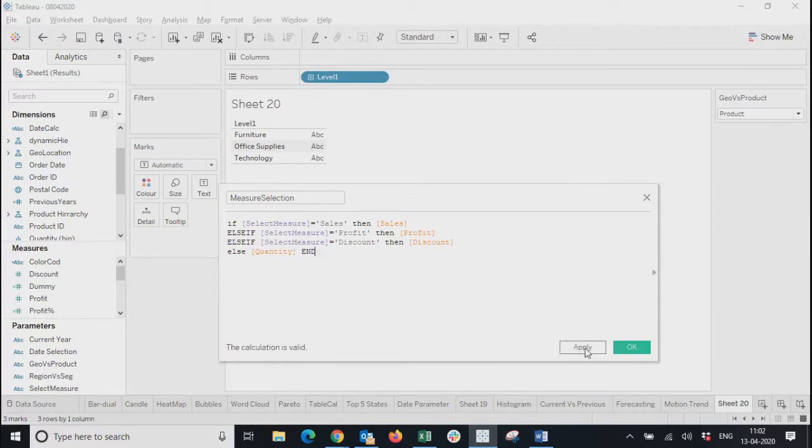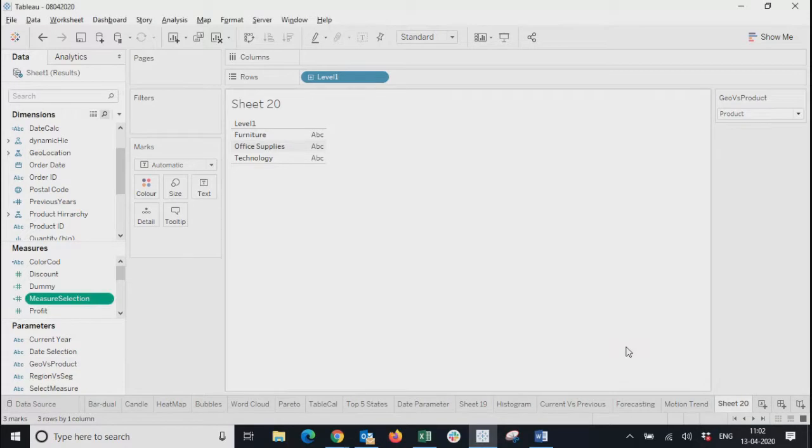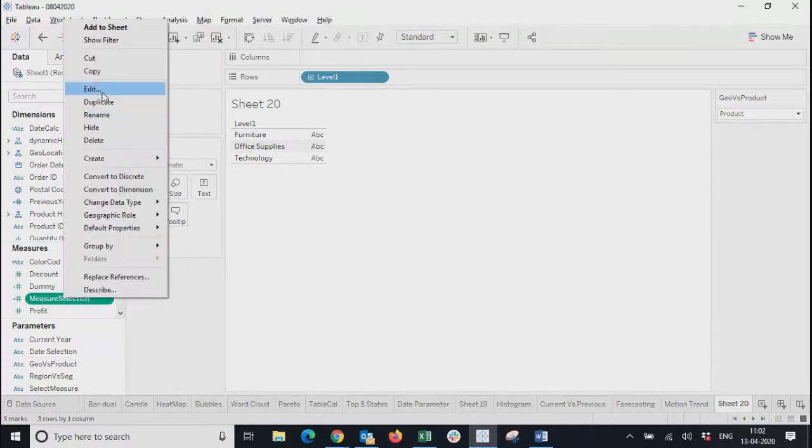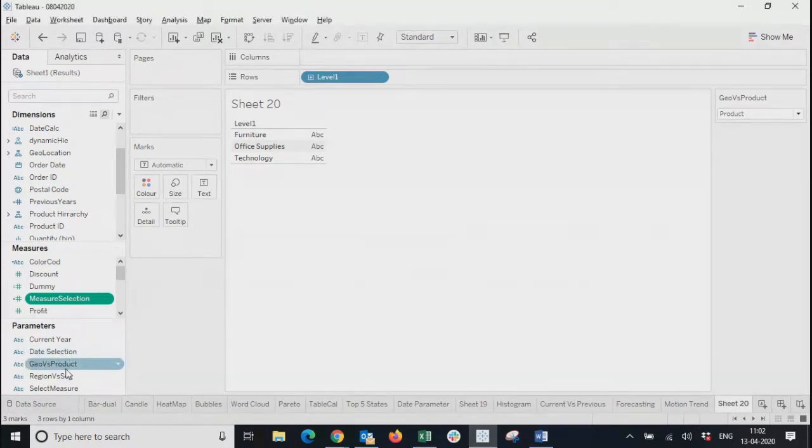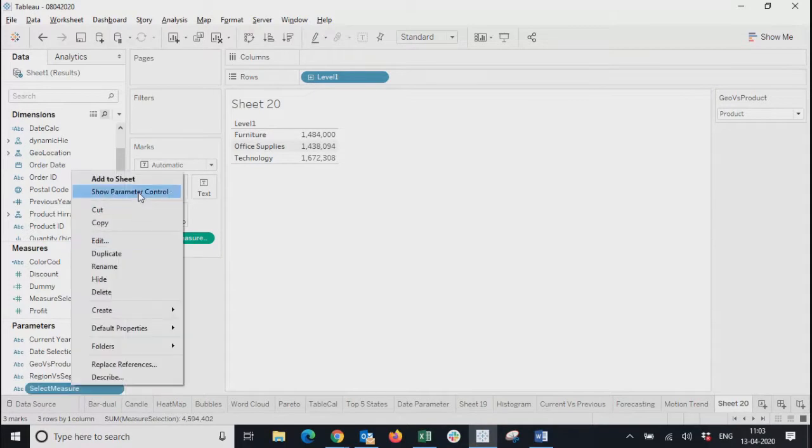So four things, we say okay. We just need to make sure that the spelling of what we write here, like profit, sales, discount, is exactly the same as in the parameters. If it is not matching, it will fail. That's why generally I use 1, 2, 3, because that is easy. Having said that, we'll drag this measure selection onto my table, and I'll show the select measure parameter here.